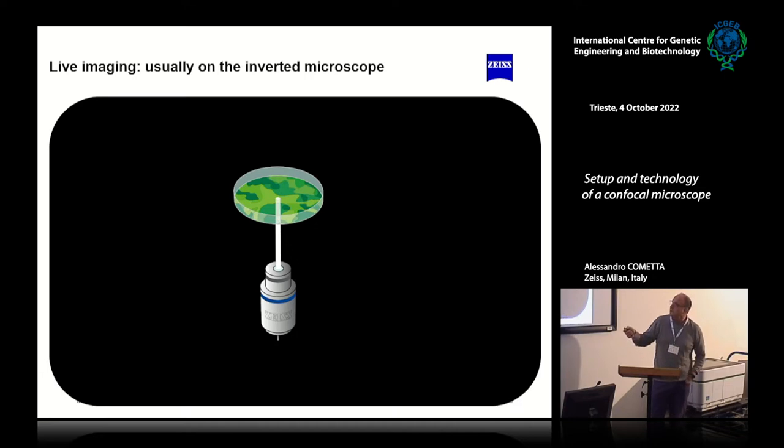So the best thing here is to use a glass bottom dish, very, very thin, usually 117 microns, so 0.2 millimeters, a little bit less, to get our cells.